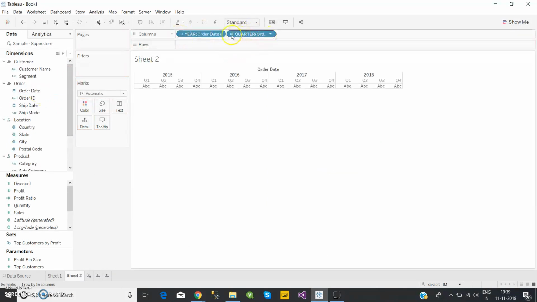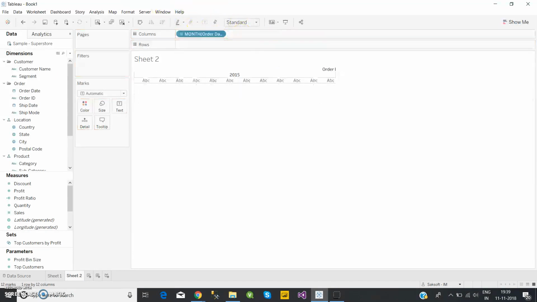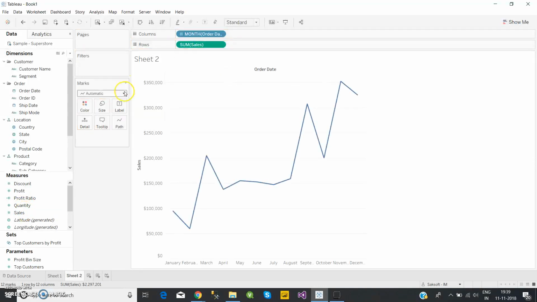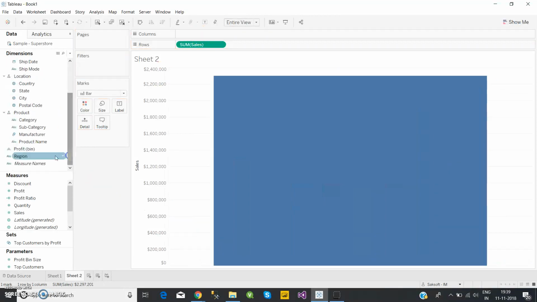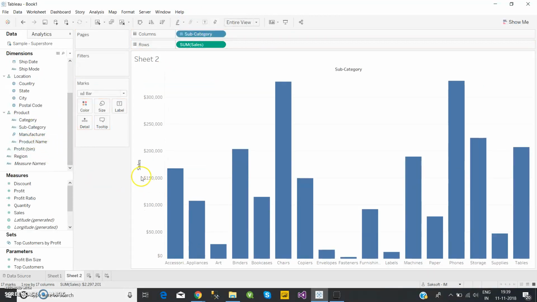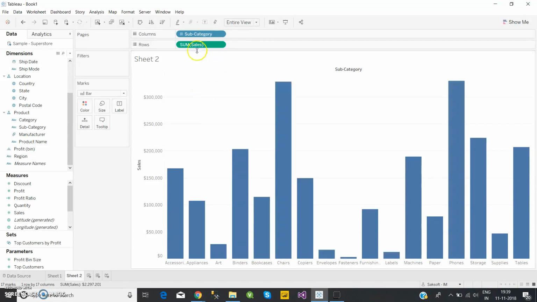Let me create the chart first. Okay. This is the bar chart. I have not yet created the stacked chart. You can see here that I have used one dimension and one measure. So I am able to compare what is the profit for each subcategory. Similarly, here I am able to compare what is the sales for each subcategory.